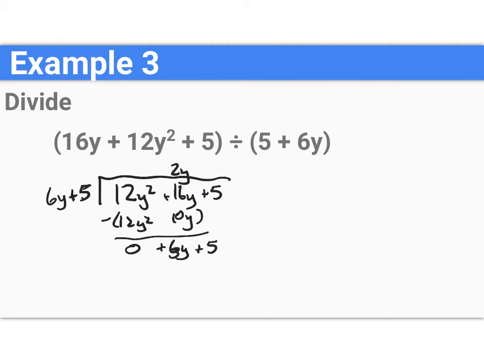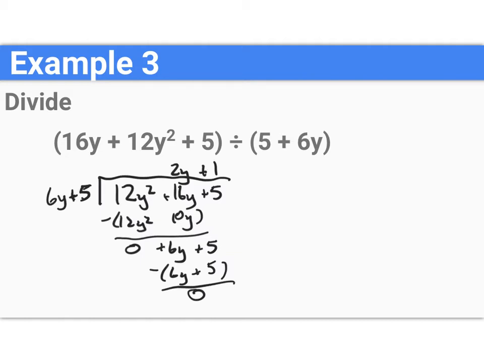Plus 5. Let me make that neater. I'm sorry for the mess. 6y. Okay, so look at this. It actually works out. 5 times 1 is 5, and then 6y, and we subtract that. And that gives us a 0.